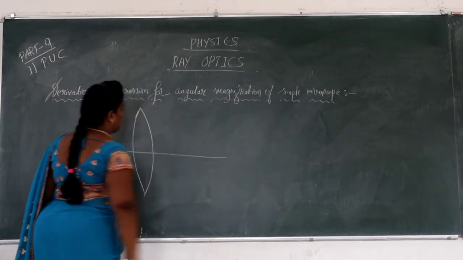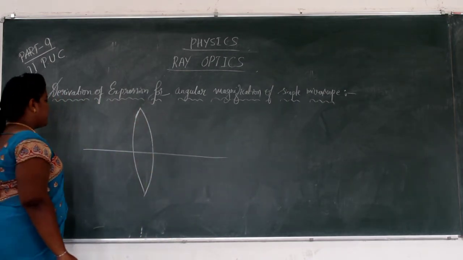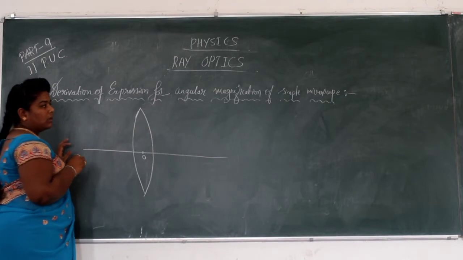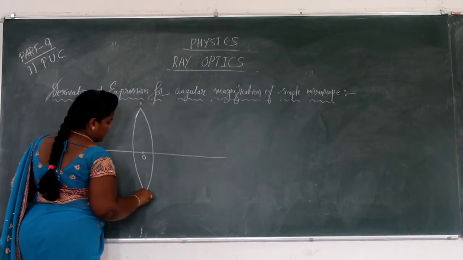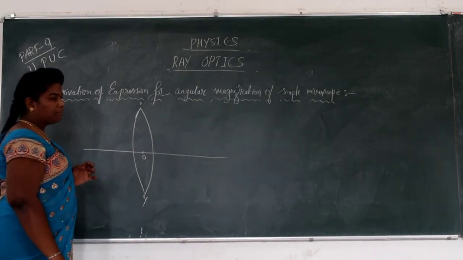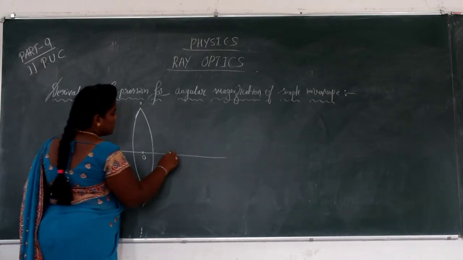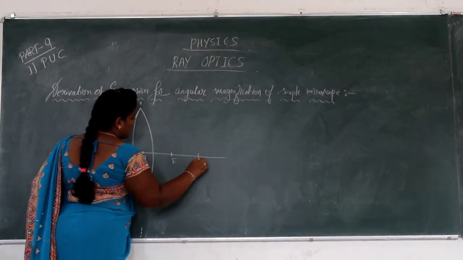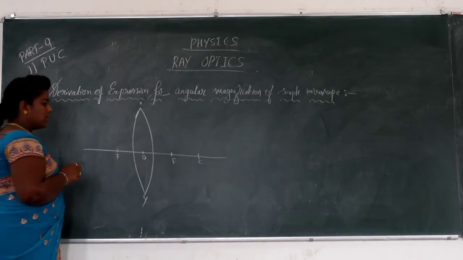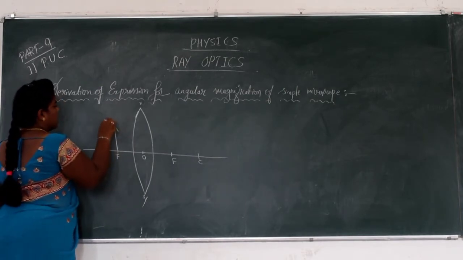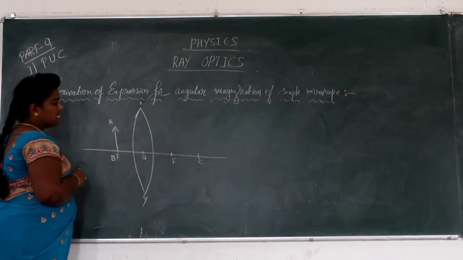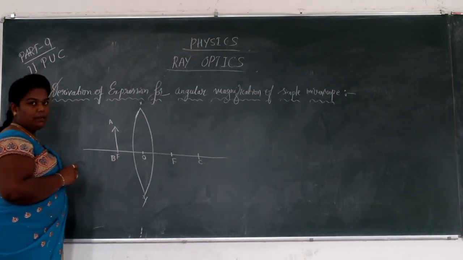See here, which is having a principal axis. Here again I am going to write the optic center which is present here, whereas the lens is represented by XY, which is having two apertures, two convex surfaces towards the rarer medium. Now this lens is having a principal focus and center of curvature on both sides. Here I am going to place an object, say AB. So this AB is an object which is placed at principal focus.